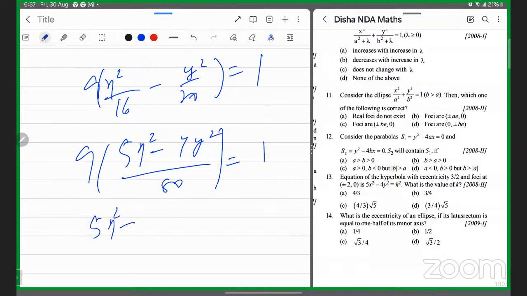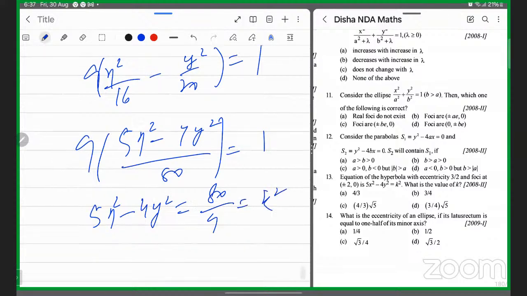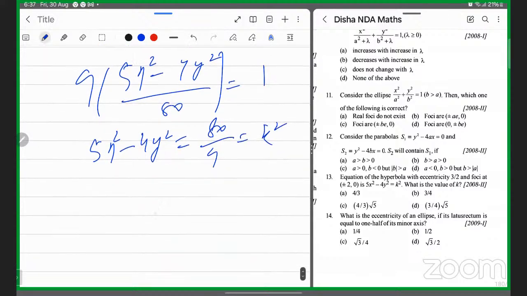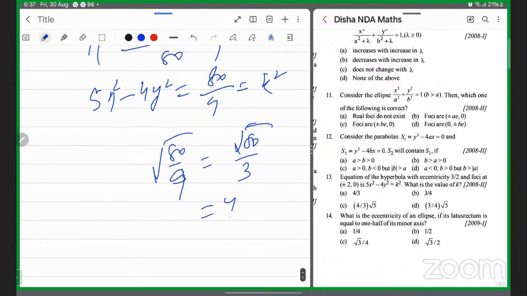So 5x square minus 4y square 80 by 9. That's k square. Okay. So under root 80 by 9. That is under root 80 by 3. 4 root 5 by 3.